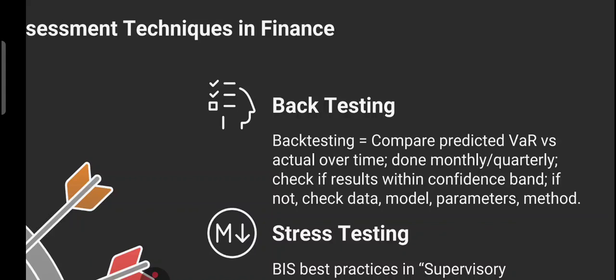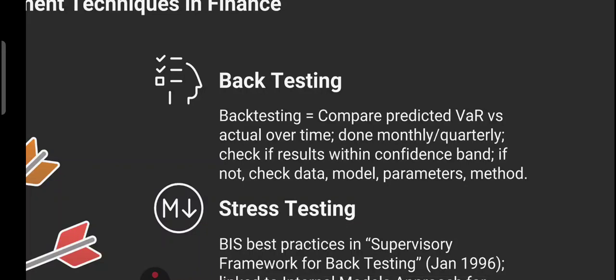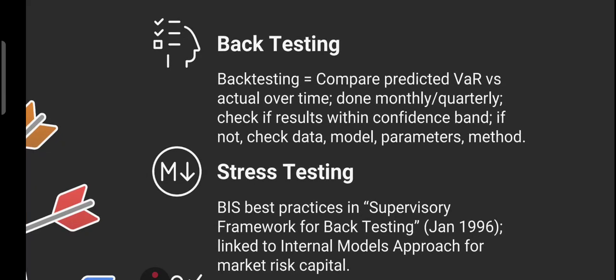So two things can happen. If the actual outcome falls outside the expected confidence level, there is a red flag. It means it is time to revisit your data, model assumptions, parameters, and even the methodology. Back testing is a standard practice under the supervisory framework and is closely linked with the internal model approach for calculating the market risk capital. So back testing is a reality check for the model.